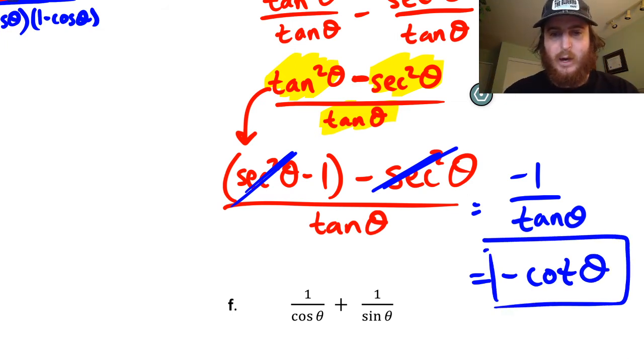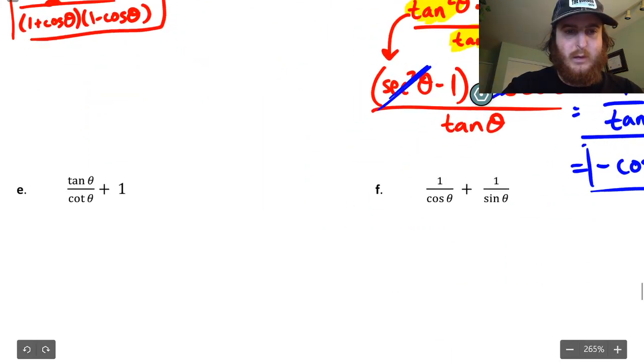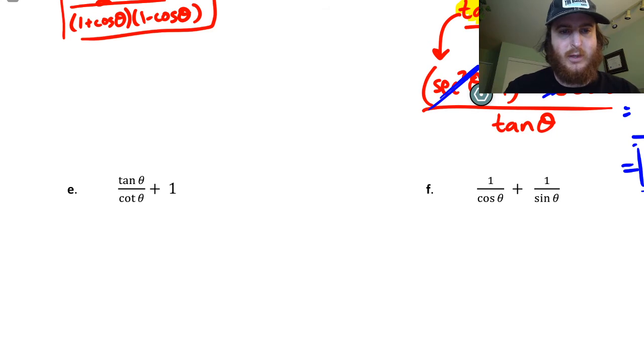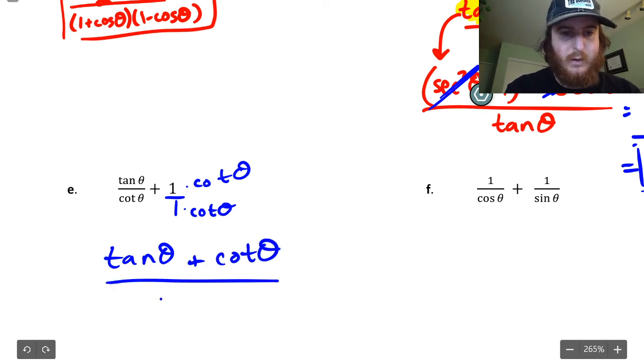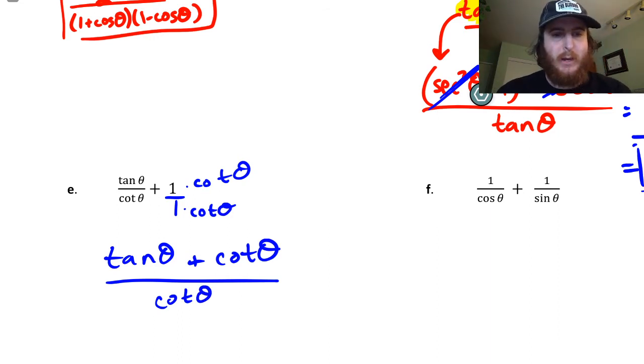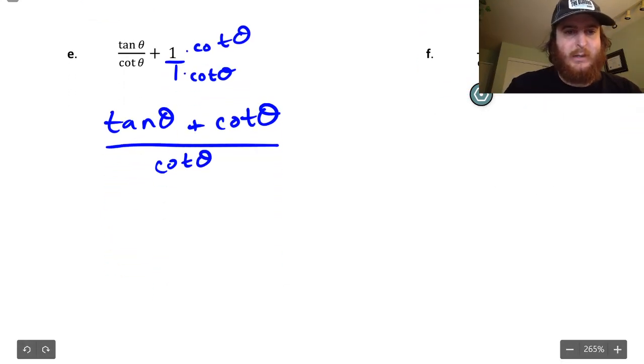All right? I think we have 2 more examples. So next, tangent theta over cotangent theta plus 1. I'm going to just lollipop that times cotangent theta times cotangent theta. So we get tangent theta plus cotangent theta over cotangent theta. And this one's a little bit tricky because what's going to happen is we're going to say, hey, wait, I don't have any Pythagorean identities. And I don't, there's no squareds, right? So what can I do?